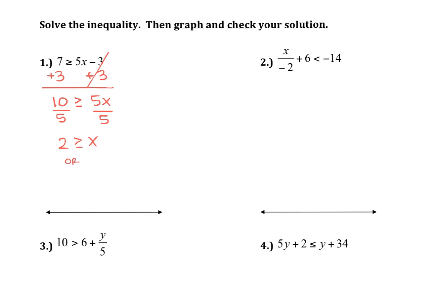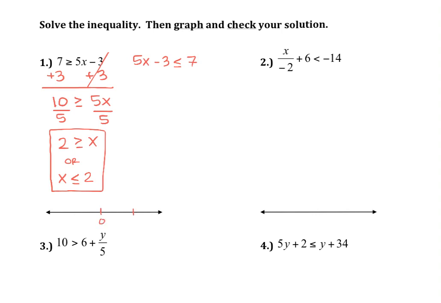Or I always like to have the variable coming first. So this would be x is less than or equal to 2. You could write your answer either way. And again, if you wanted to flip this at the very beginning and make it 5x minus 3 is less than or equal to 7, you could do that at the very beginning as well. Just make sure when you flip the sides that you flip the inequality sign. And on this one, I did not have to flip it in my answer when I divided because I divided by positive 5. So no need to flip there.